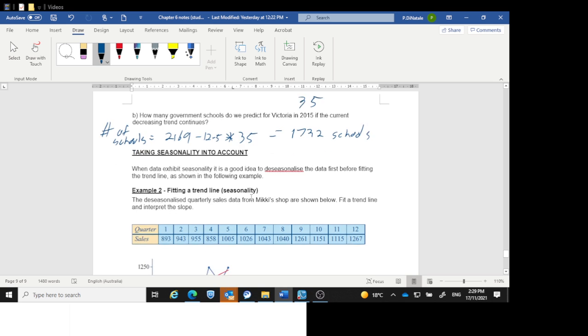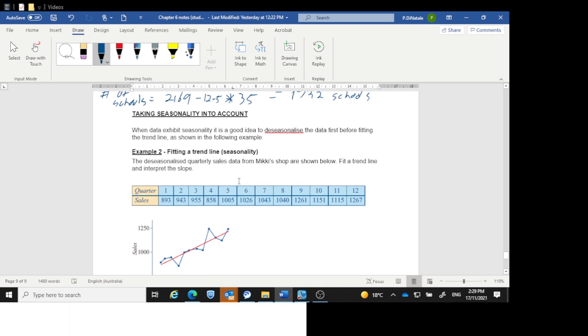Taking seasonality into account. When the data exhibits some seasonality, it's a good idea to deseasonalize the data before fitting the trend line. So example 2 says the deseasonalized quarterly sales data from Mickey's shop is shown below. Fit a trend line and interpret the slope.